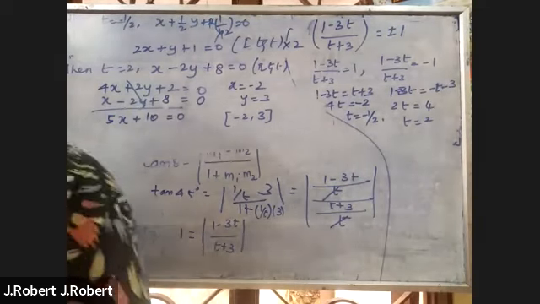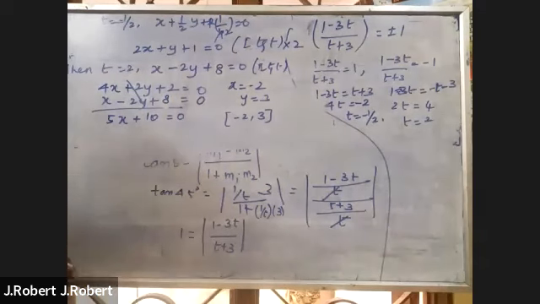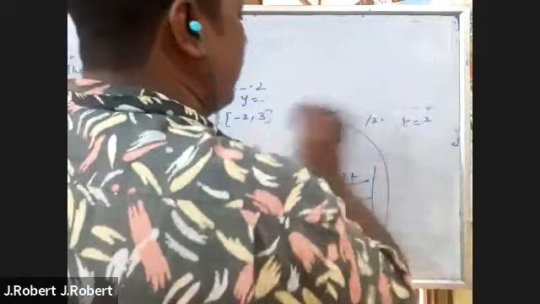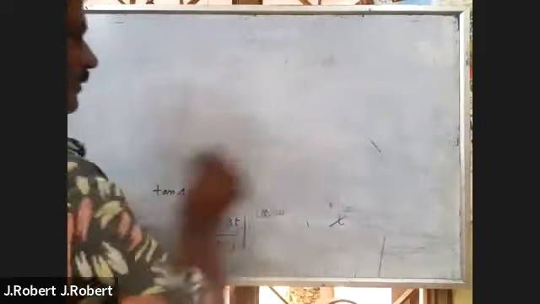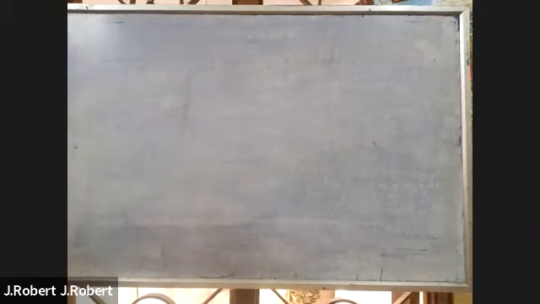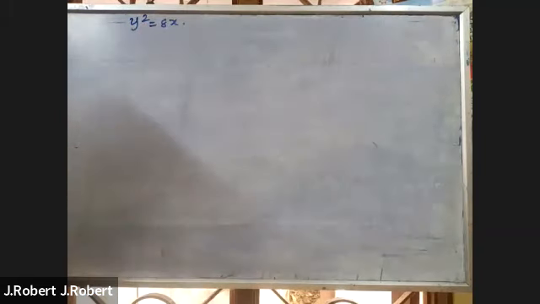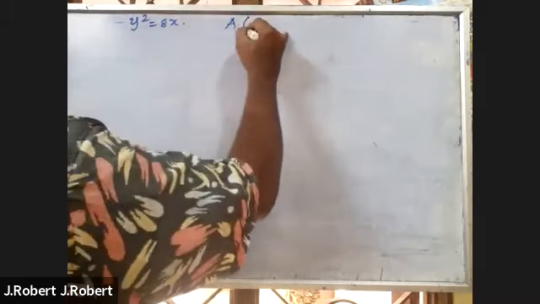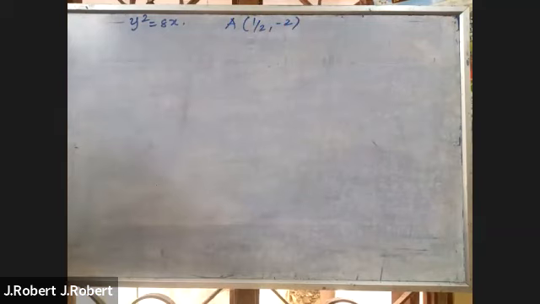Next one. If one end of a focal chord AB of the parabola y squared is equals to 8x is at A of 1 by 2 comma -2, then find the equation of the tangent to it at B.